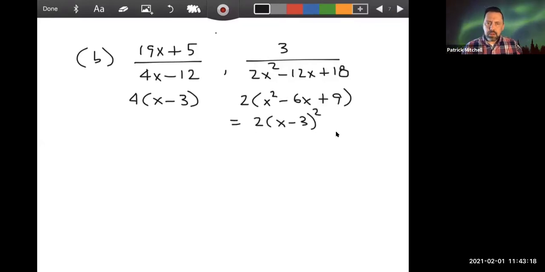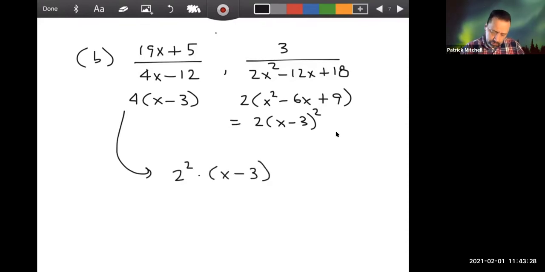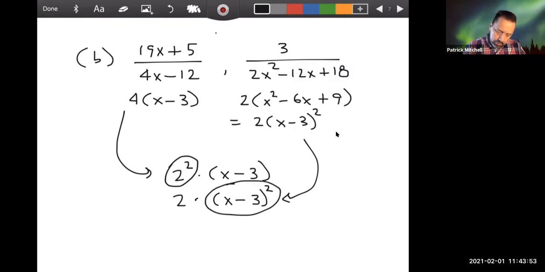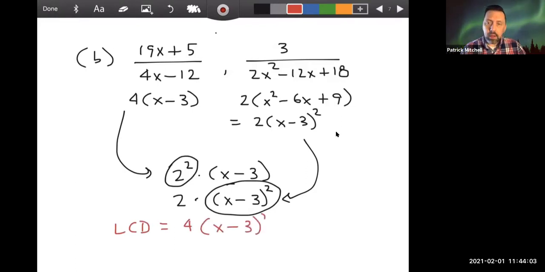All right, so when I go to put those in columns, let's write this one as 2 squared times x minus 3. And then the other one, I like it just the way it is. I'm going to write that one as 2 times x minus 3 squared. So I have 2 columns. Everybody showed up in both columns. In the first column, 2 to the second beats 2. And in the second column, x minus 3 squared beats x minus 3. So the LCD for this list of expressions would be 2 squared, which is 4, times x minus 3 squared. And again, I would recommend leaving it just like that.